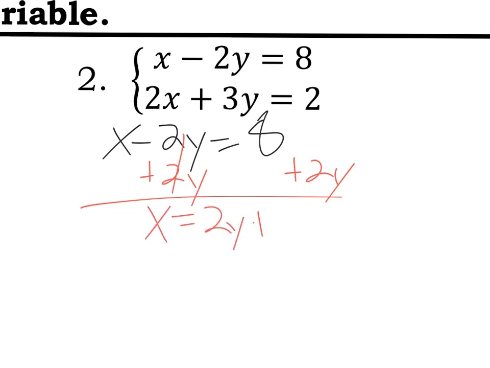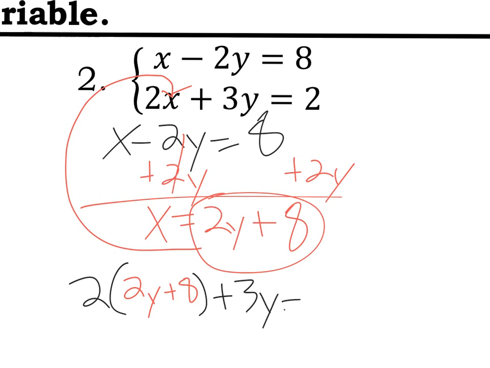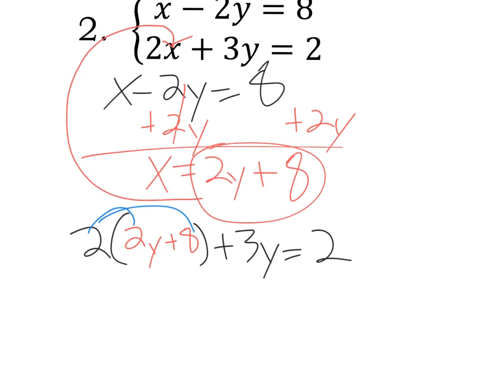I like to put the letter first. So if I add a positive 2y, I have 2y, and I have a positive 8, so 2y plus 8. I'll take that and plug it in for x into the other equation. So I now have 2, and then parentheses 2y plus 8, and then bring down everything else, so plus 3y equals 2. Anytime you have a number on the outside of your parentheses, you're going to have to distribute. So multiply everything on the inside of the parentheses by 2.